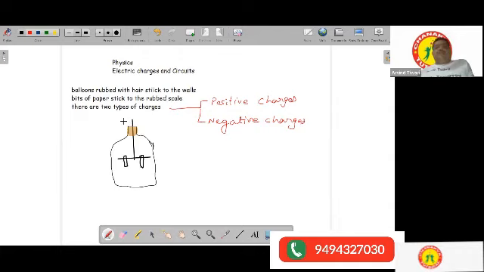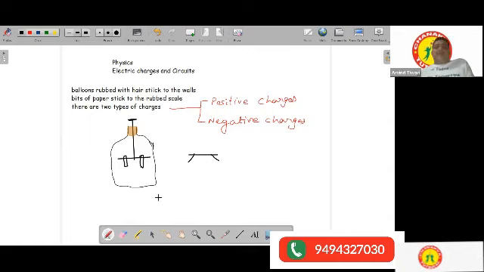Now, the way you rub your scale, if you rub your scale and place that scale at this point of contact of the wire, we will observe that these two blades repel each other. You will observe these two blades hanging like this, repelling each other and becoming something like this.